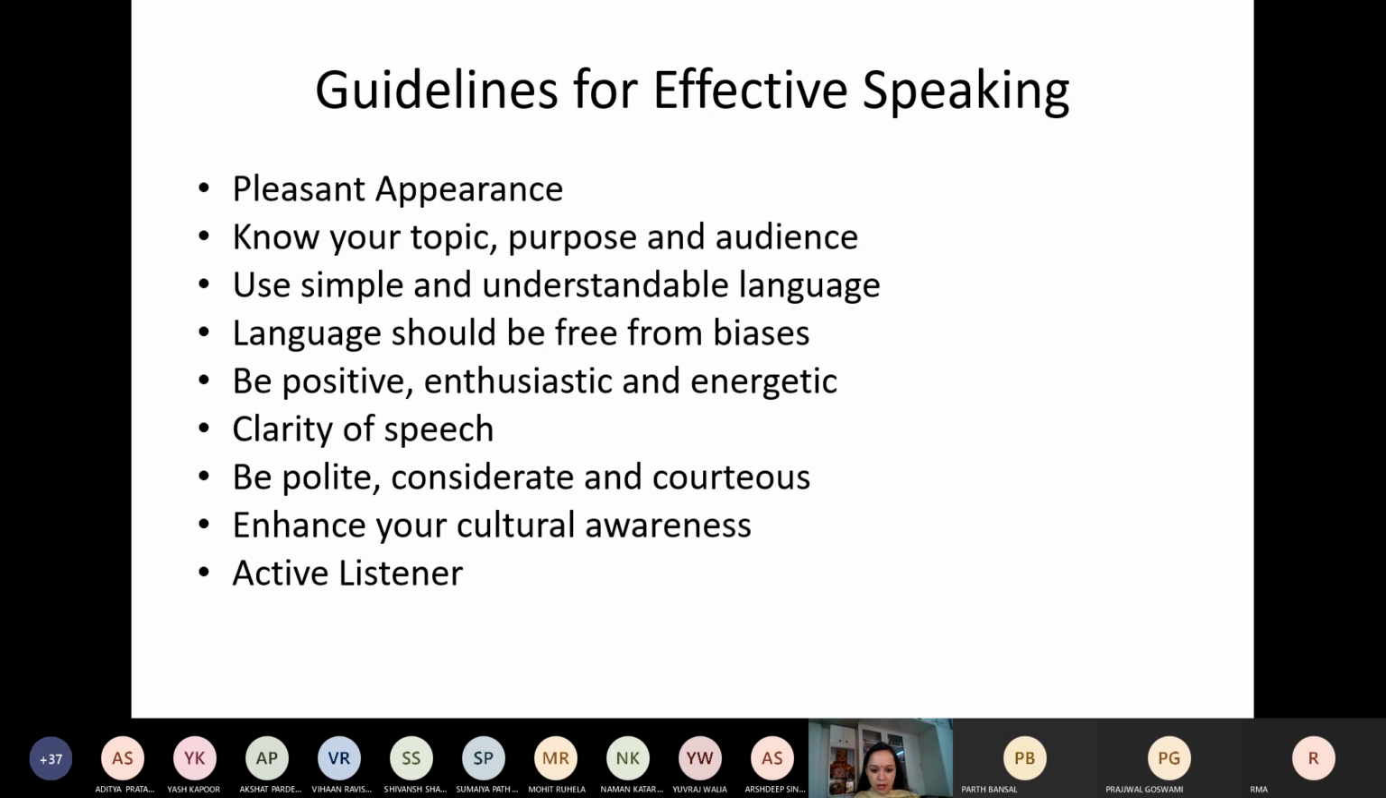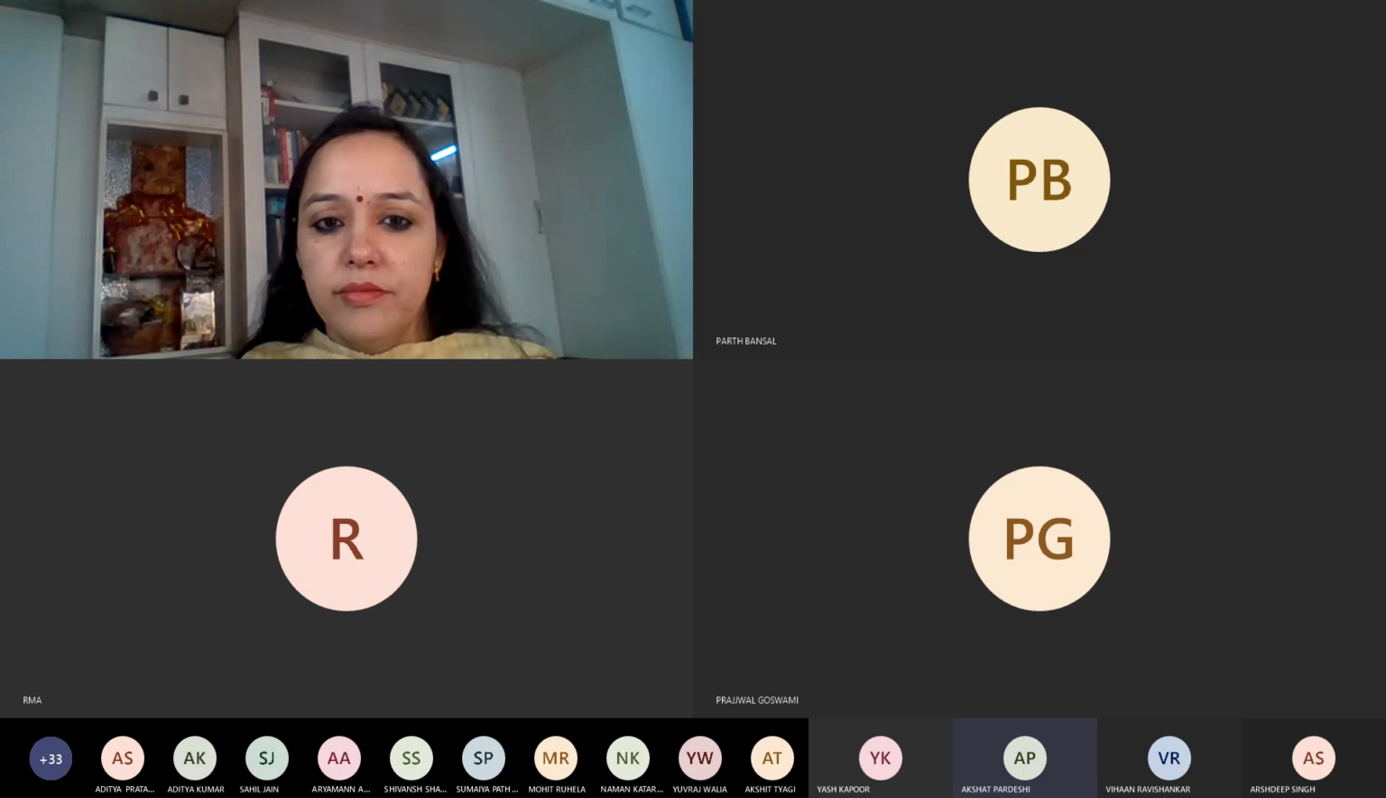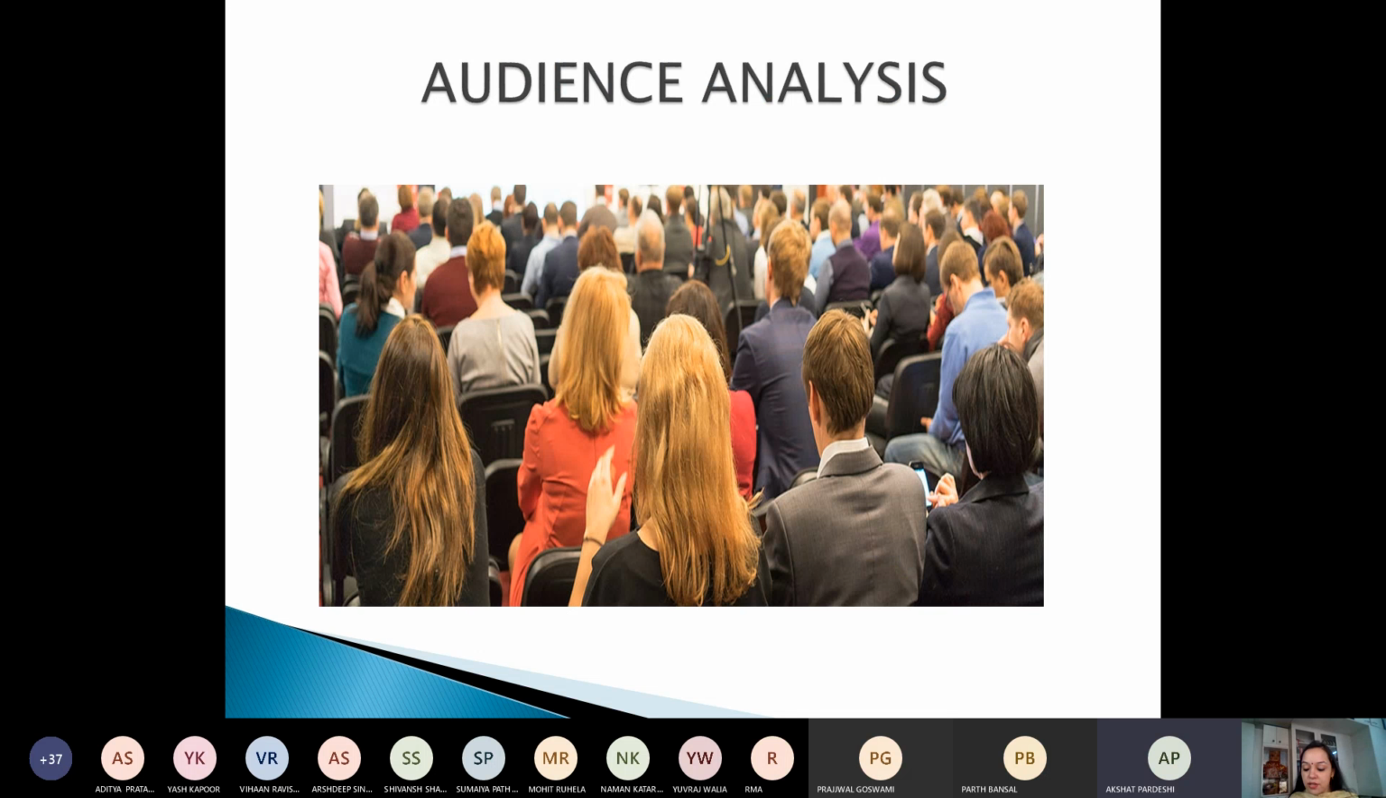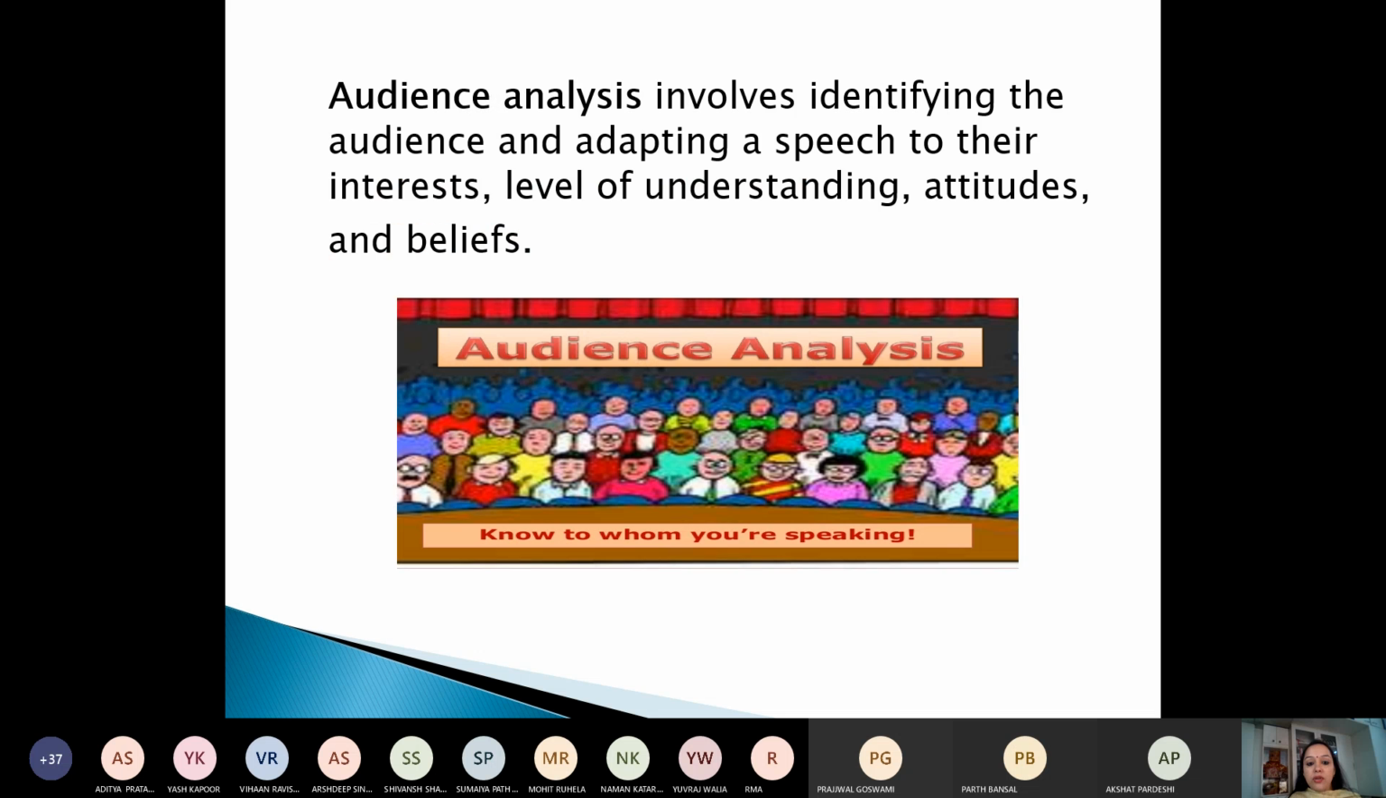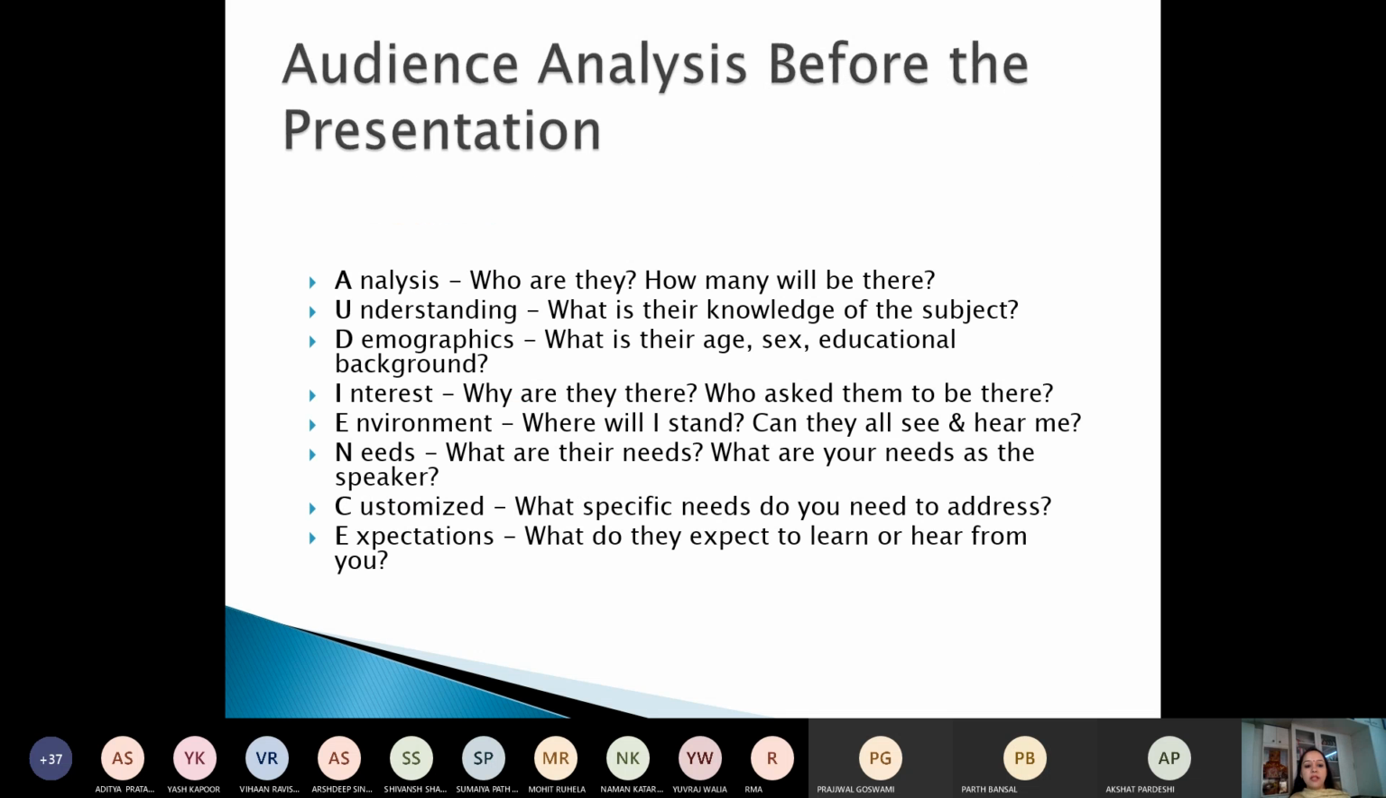Lenny Laskowski, if you happen to get hold of this book, Painless Presentations, that's a wonderful book on presentation skills. It's not a very thick one, a very thin book. Even I have it, but it's a wonderful book on delivering effective presentations. So that's the acronym of audience analysis before the presentation.